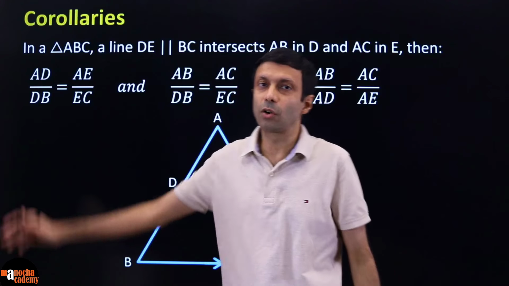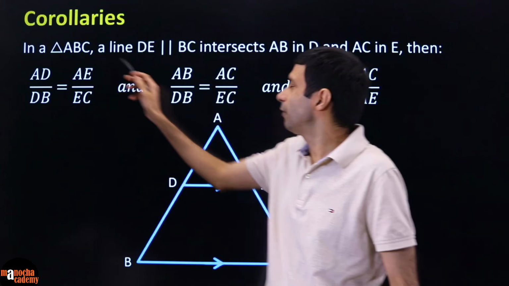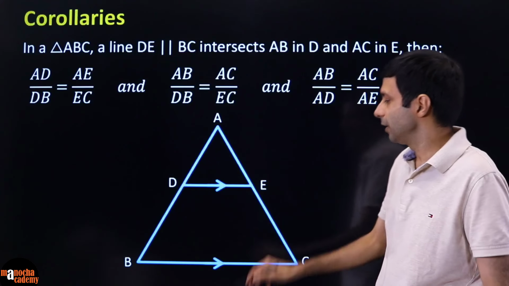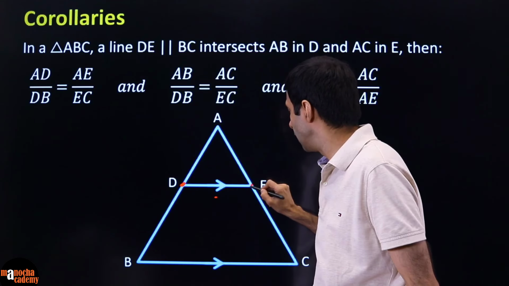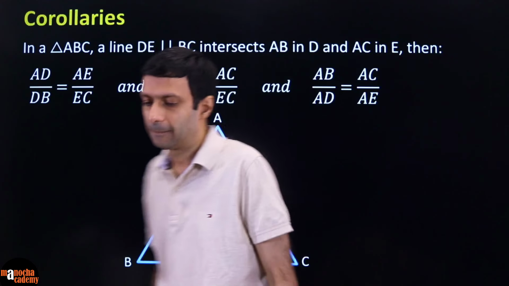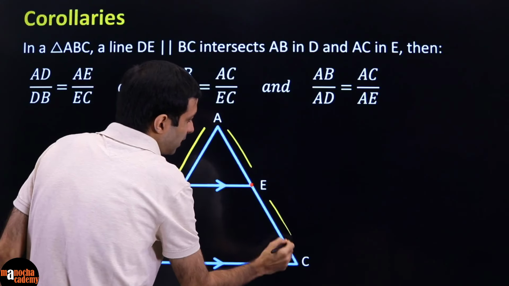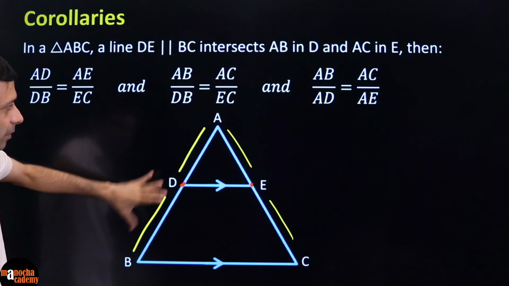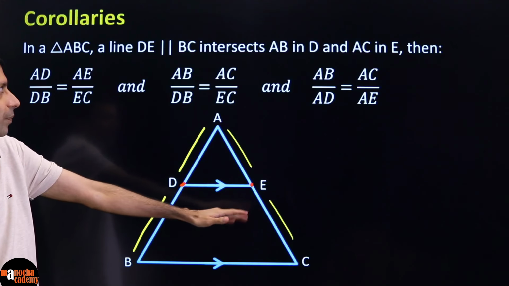Now what are some interesting corollaries from the Thales theorem? So one important corollary is that if you have a triangle ADB like this, where you have DE parallel to BC and it intersects the other two sides at these distinct points D and E, then what can we say? By Thales theorem we saw that AD by DB is equal to AE by EC. Right? This parallel line is dividing the two sides in the same ratio.